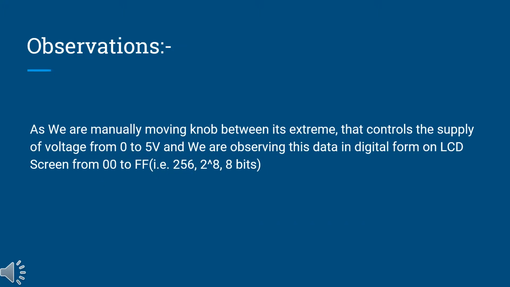As we look at the observation and move the knob from its extreme, we can see that as we control the supply voltage from 0 to 5 volts, we get data in digital form on the LCD screen from 0 to FF. That means there are 256 values, which makes sense because it's an 8-bit microprocessor, so the total possible values should be 2 to the power 8, which is 256.